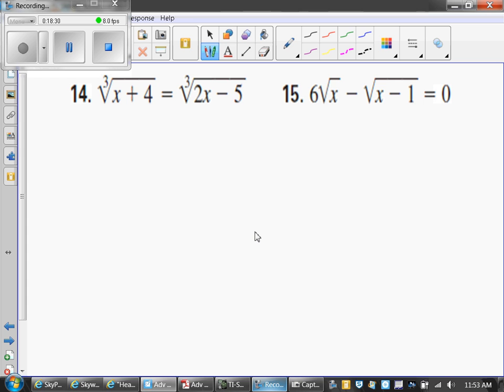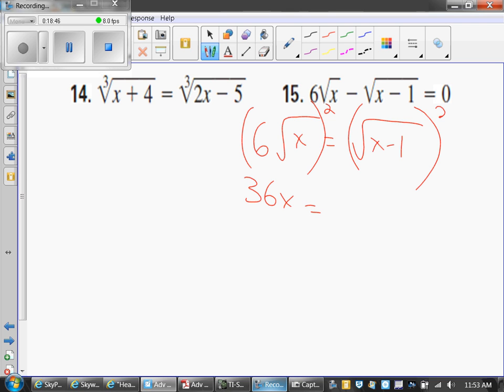Here, you've got to get them equal to each other. So you have 6 root x is root x minus 1. Square everything. So 36x equals x minus 1. Add 1, subtract, so 35x is -1. x is -1 over 35. So right away, can you take the square root of a negative number? No, there's no solution.